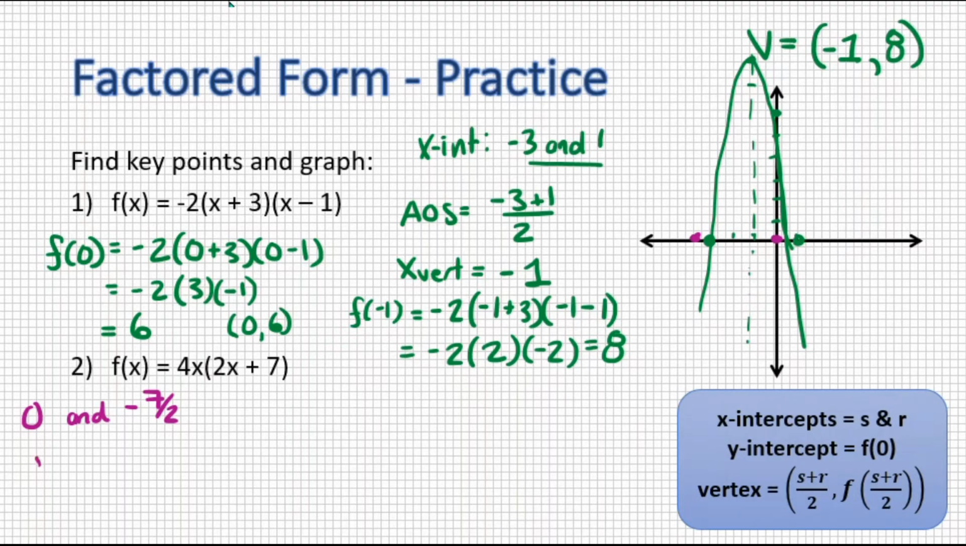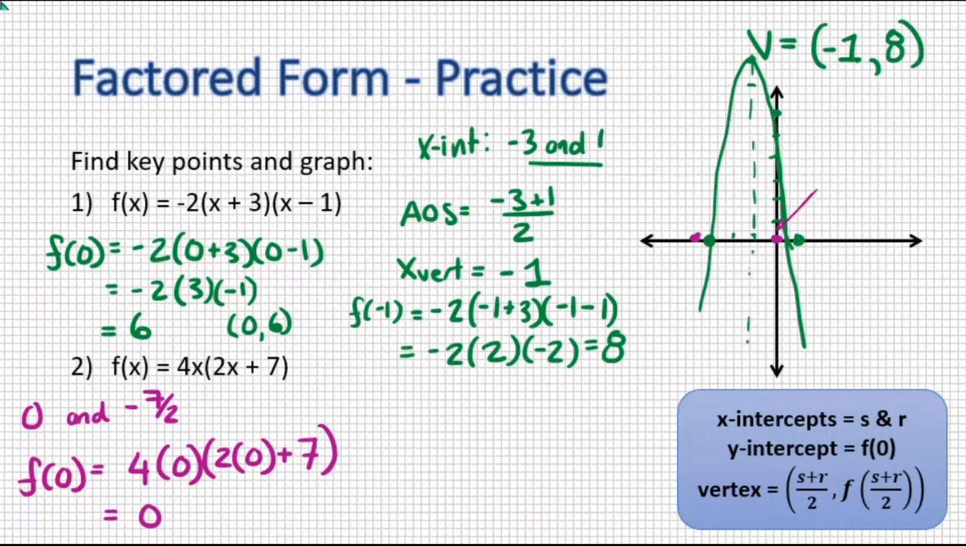To find the y-intercept, we're going to go f of 0 equals 4 times 0 times (2 times 0 plus 7). So we're going to end up with 0, which makes sense because we see this point right here. So we know that the x-intercept and the y-intercept will be 0, 0. Just reset. And next we're going to find the vertex.